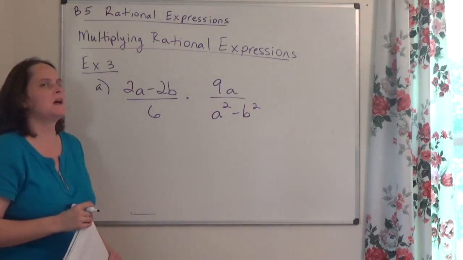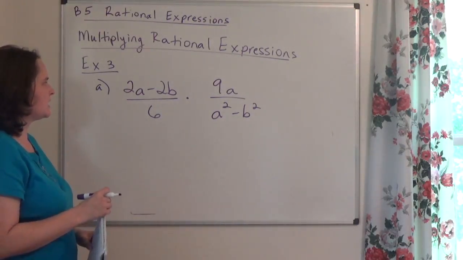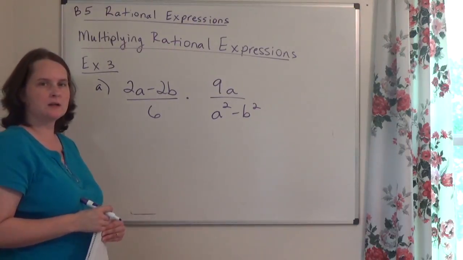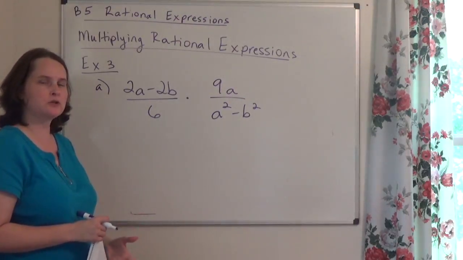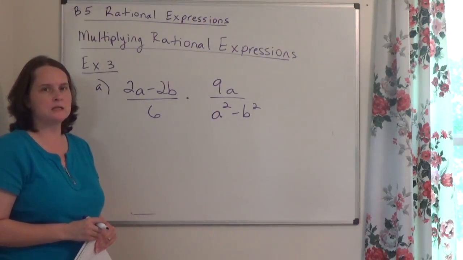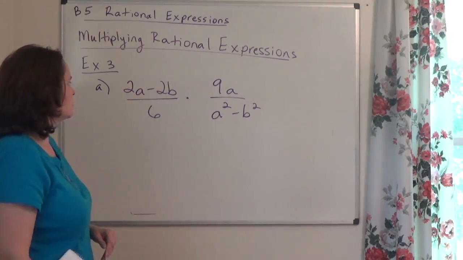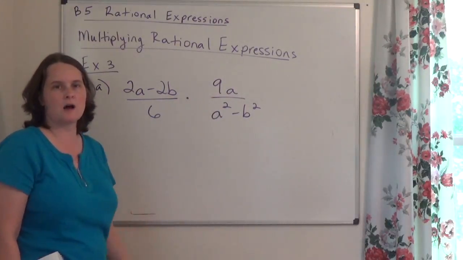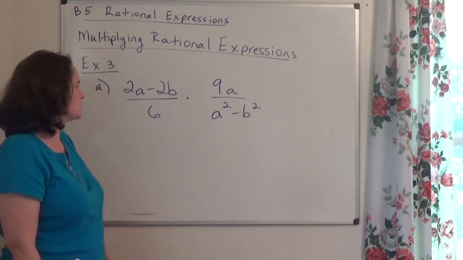So example 3, part A, we need to multiply 2a minus 2b over 6 times 9a over a squared minus b squared. So let's take this one step at a time. We're multiplying fractions. We know that we multiply straight across the top, straight across the bottom. We also know that we need to reduce anything first if we possibly can. So in order to reduce, well, you could go this way. You can see the 6 and the 9, they do have a common factor of 3. So you could go ahead and reduce these two coefficients.